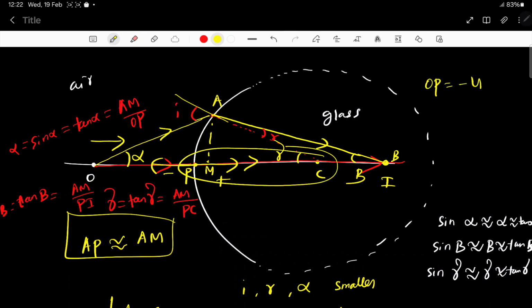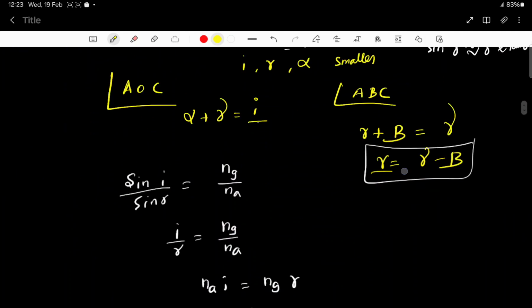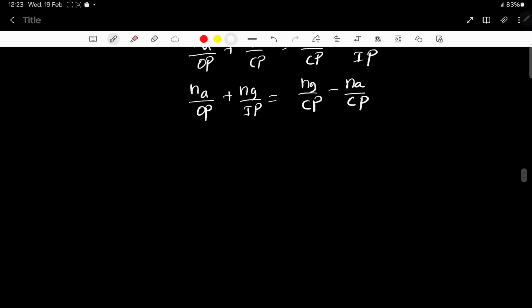Similarly, PC is the radius of curvature, so we can replace it with plus R. Similarly, PI is the image position, so we can call it plus v. So in the place of OP, PC and PI, we can replace these quantities. So I'll have NA, OP can be replaced with minus u, and NG, IP can be replaced with v. If I take 1 by CP as a common factor, I will get this. CP can be replaced with R.